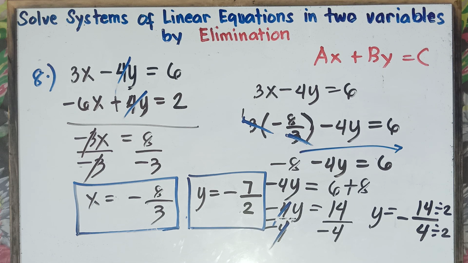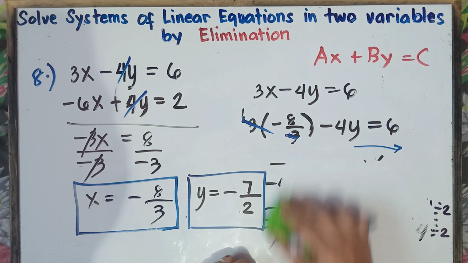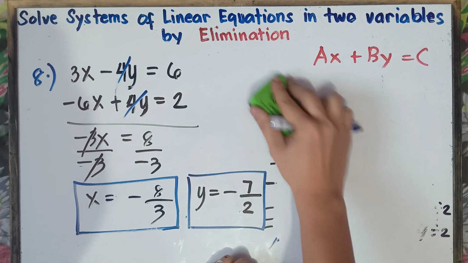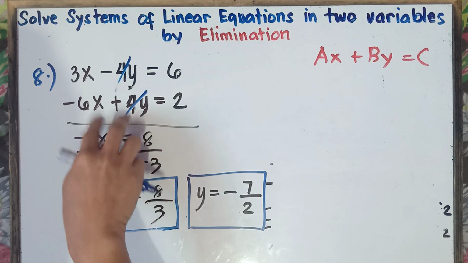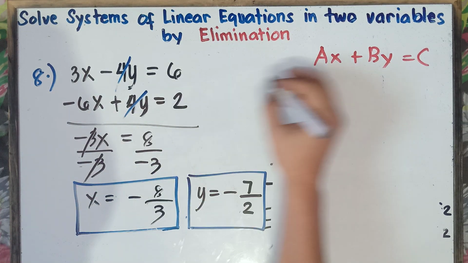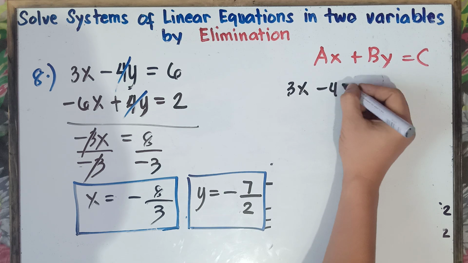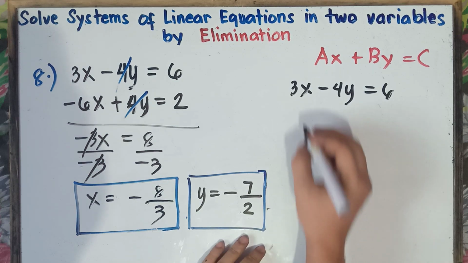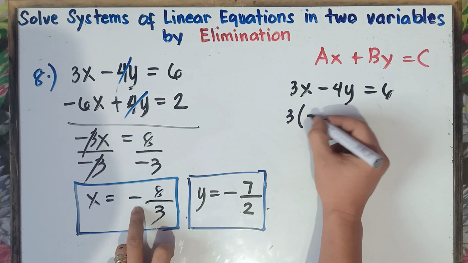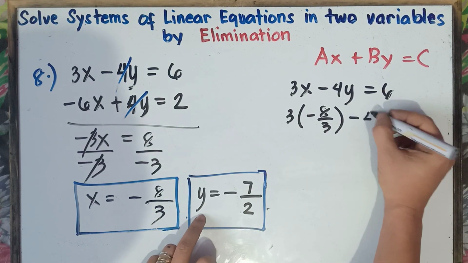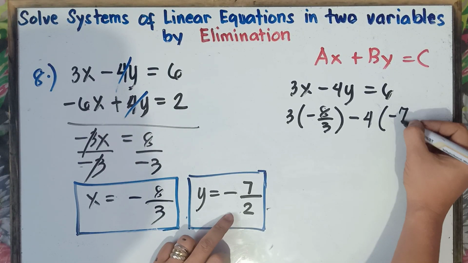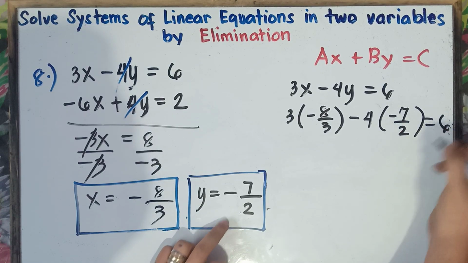All set. Sir, would you like to check your answer, sir? To check if this is really correct? Alright, let's do that one, class. Let's check our answer. Let's substitute the value of x and then the value of y in this given equation. So you can have the first equation or second equation. Let's have the first equation. 3x minus 4y equals 6. Alright, so 3 times the value of x, that would be negative 8 over 3, minus 4, the value of y, that would be negative 7 over 2 equals 6.